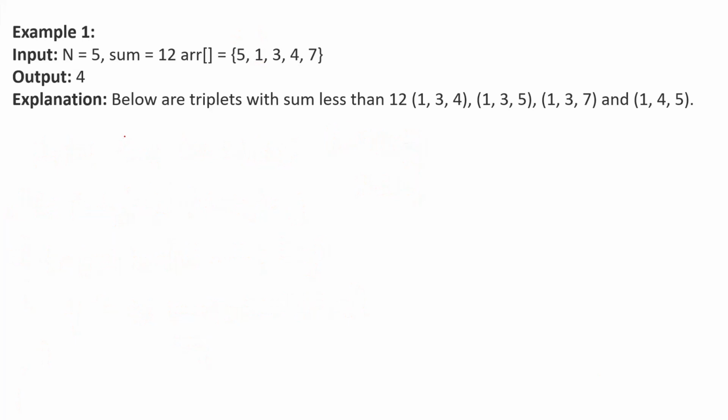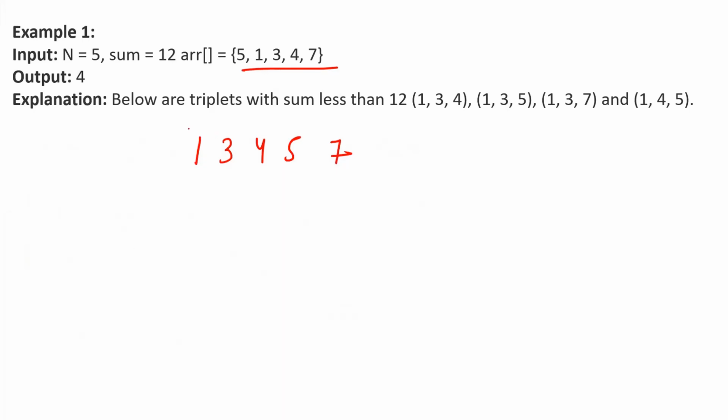Now, what can be the efficient solution for this particular problem is that first we'll be sorting our array and then we'll be using the two-pointer approach for solving this particular problem. Let's understand how this is going to work. Let's suppose this is the array given to you. First of all, what we are going to do is we'll be sorting it. So on sorting, the array you will get is 1, 3, 4, 5, 7. So this is the sorted array.